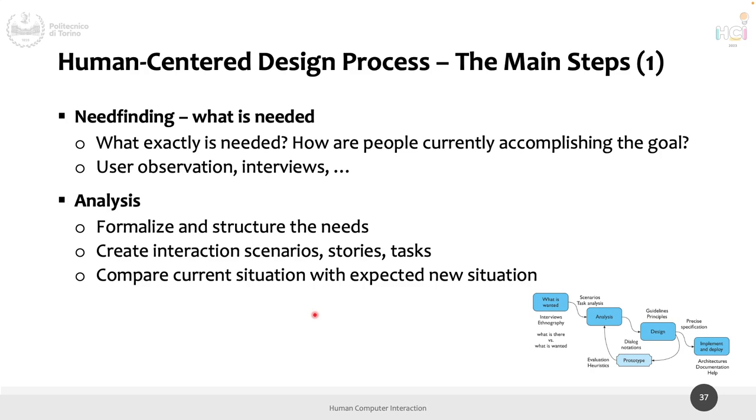So which are the 3 phases? The first one is need finding. We are going to speak about it in a moment, so I will just postpone it to after. The second phase is, but we said that already, it's about extracting needs from people.